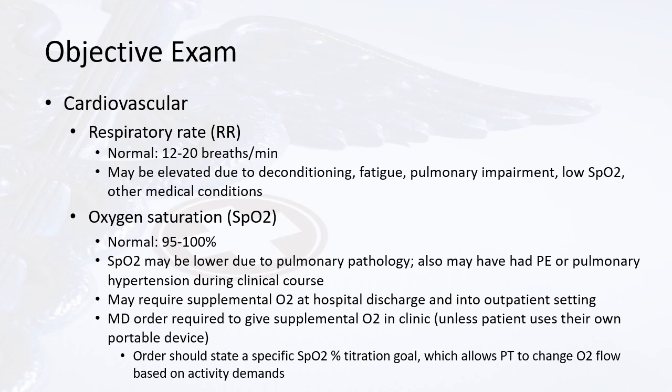The patient in the hospital may also have had a pulmonary embolus or pulmonary hypertension during their clinical course, and the low oxygen saturation may still linger into the outpatient setting. A patient may require supplemental oxygen upon hospital discharge to go home with, and may still be requiring it in the outpatient setting as well. A physician's order is required to give supplemental oxygen in the physical therapy clinic unless a patient uses and brings their own portable device. When getting a physician's order, it should state a goal of a specific oxygen saturation to keep at or above, which allows the physical therapist to change the oxygen flow based on any activity demands.